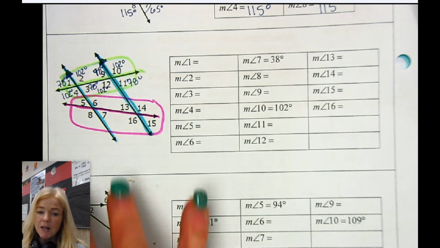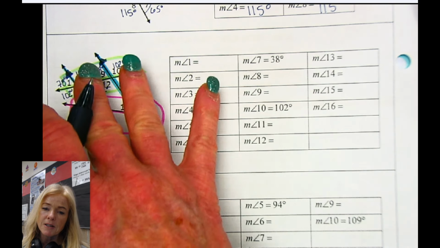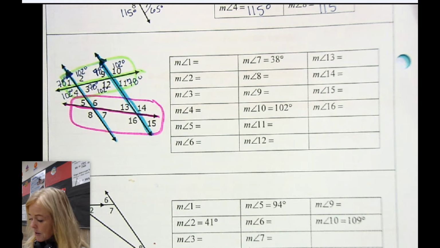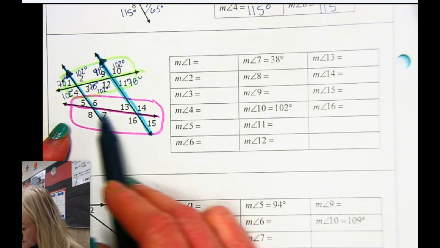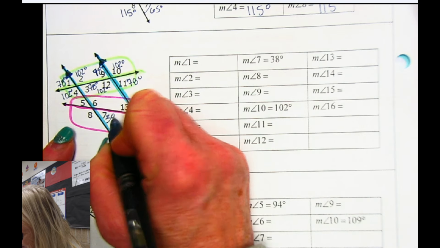And again, remember that just because the green neighborhood has equal measures, that doesn't correlate with the pink neighborhood at all, because it's a whole different transversal. So let's get one on the green, 78 or 38. Angle 7 is 38 degrees.